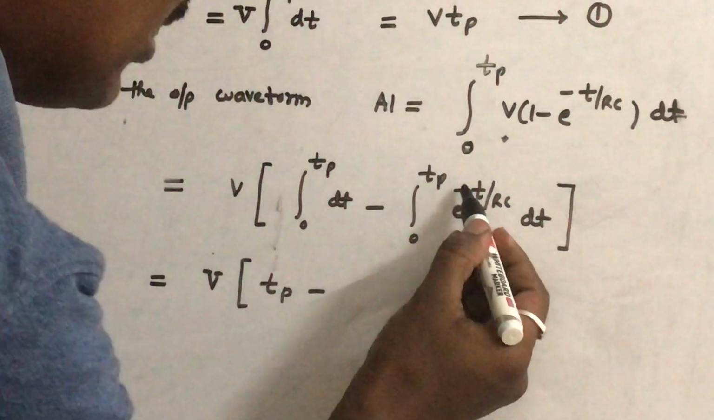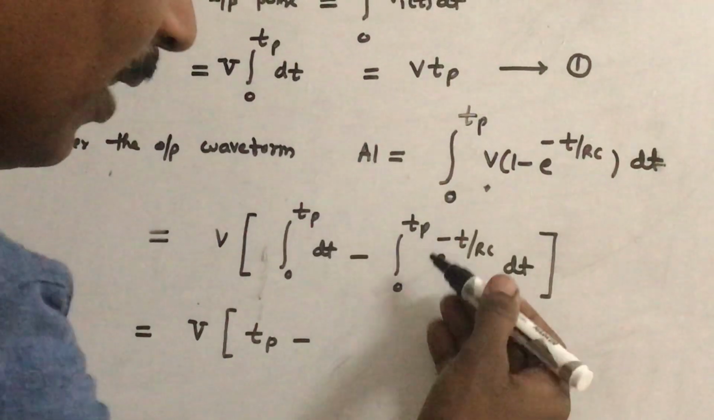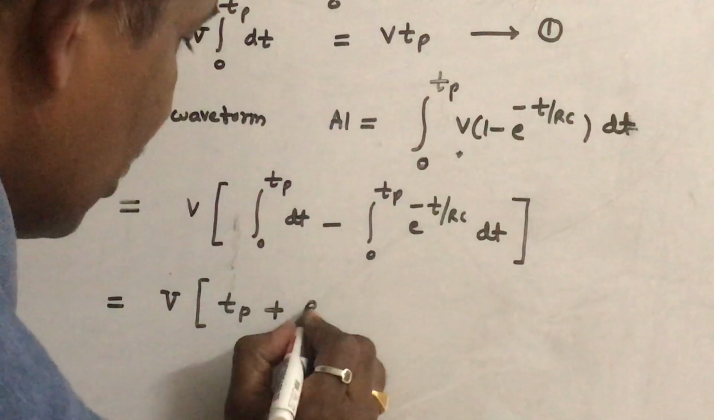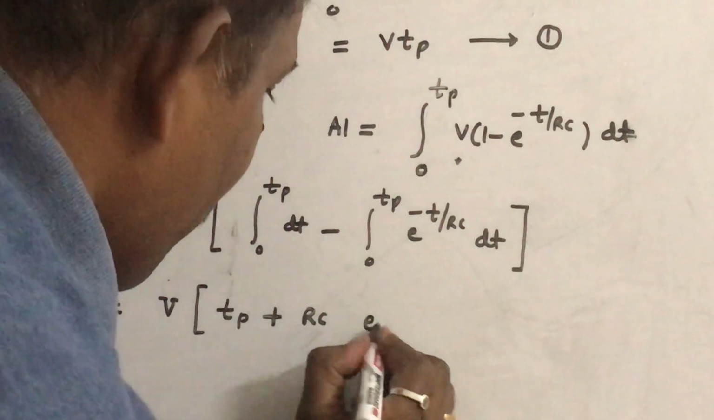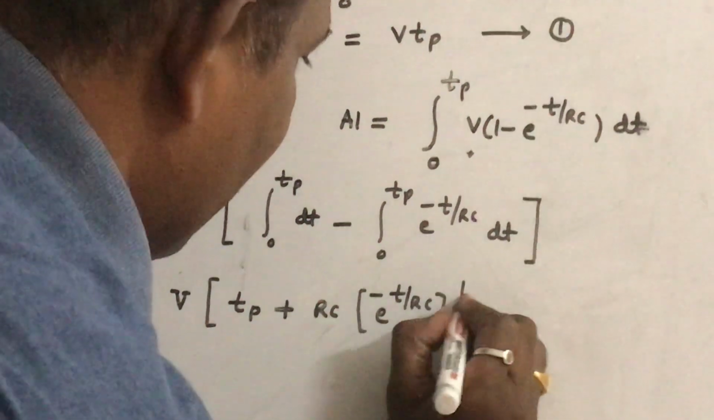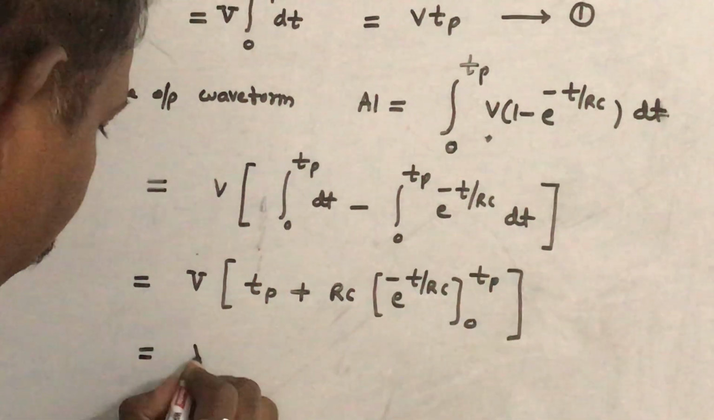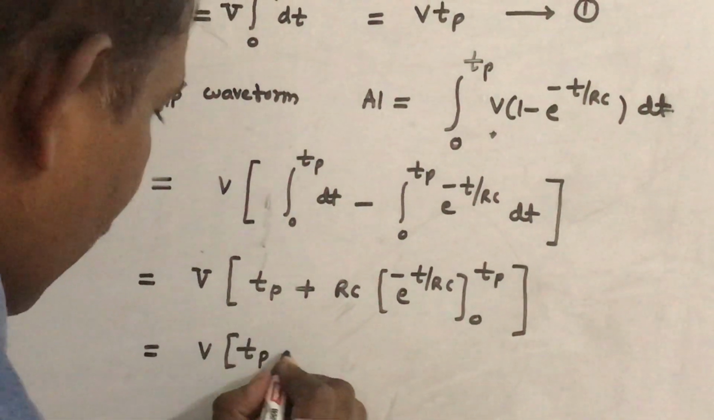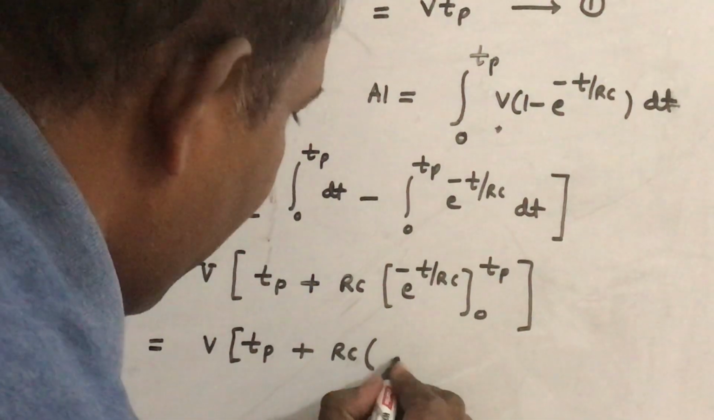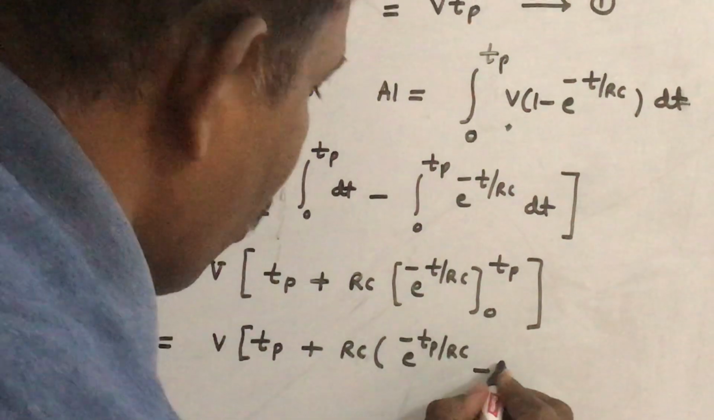minus e power minus t by RC. The integration is e power minus t by RC divided by minus 1 by RC; when it comes to the numerator, minus into minus will become plus. So that is equal to RC into e power minus t by RC. The limits for this are 0 to Tp. So this is what we get. Now further multiply this: V into Tp plus RC into, substituting the upper limit in place of t, e power minus Tp by RC minus e power 0, the lower limit, which is 1.